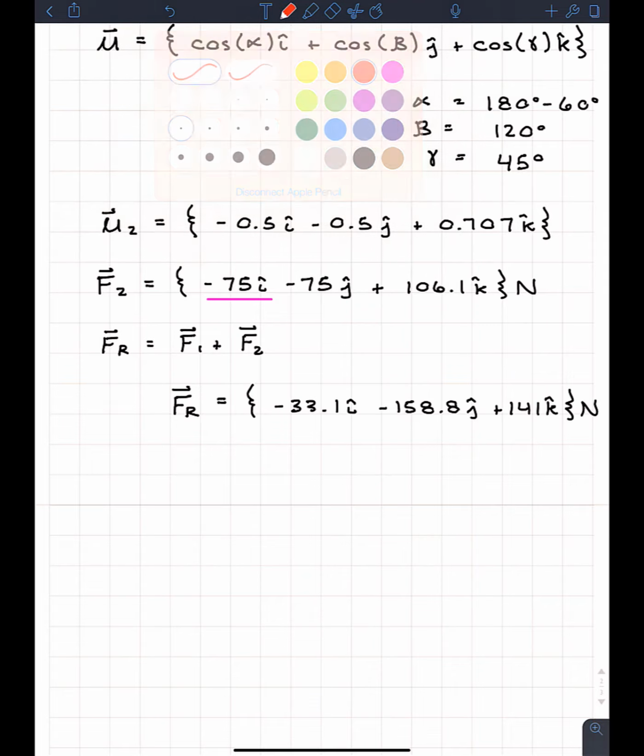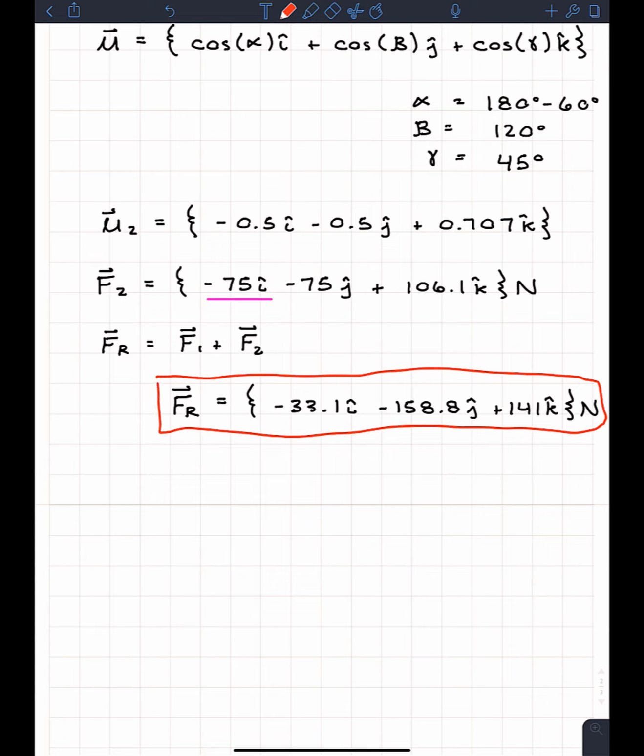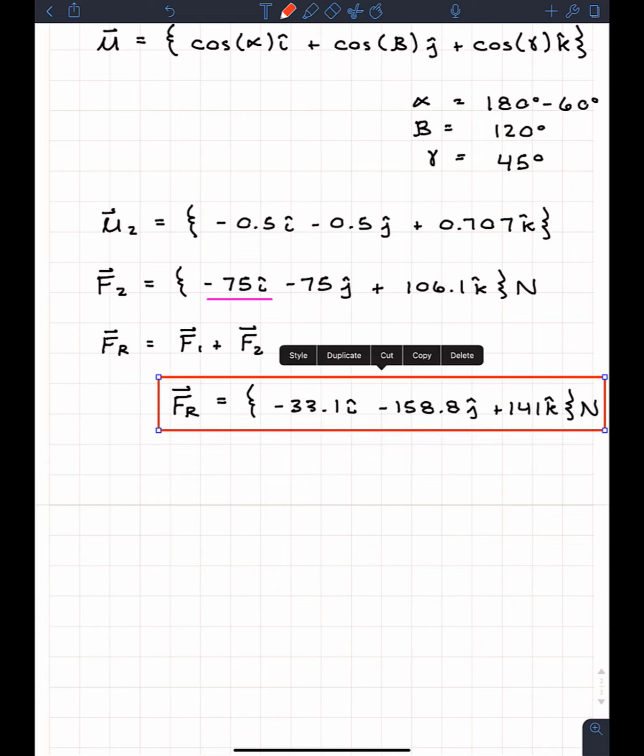So I'm just going to highlight this because remember, this was what the question wanted. It wanted FR. Oops, that was terrible. It wanted FR in Cartesian vector notation, which is what we have right here. I don't know how much I can extend that past.